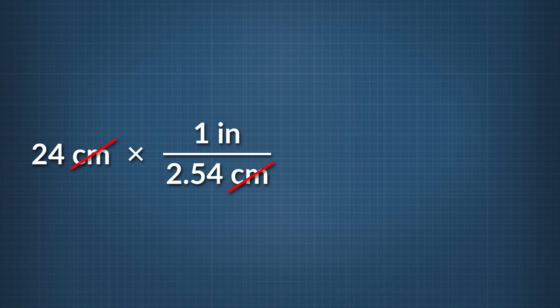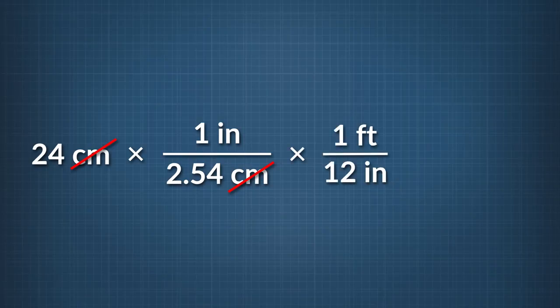Remember that when you cancel, the units must appear on both sides of the dividing line. When you cancel out the centimeters, you're left with inches, but remember, we want to find our answer in feet. So you have to add another conversion factor to convert inches into feet. That conversion factor is 1 foot to 12 inches. When you cancel out your inches, you're left with feet, what we're solving for. Your last step is simple. You just multiply all of the numerators and divide by all the denominators. This will give you your answer, which tells us 24 centimeters is 0.79 feet.